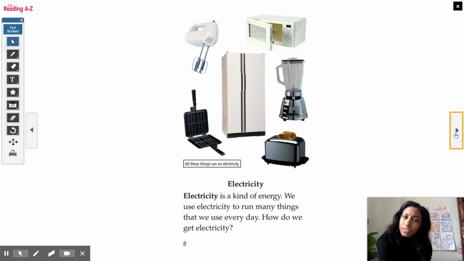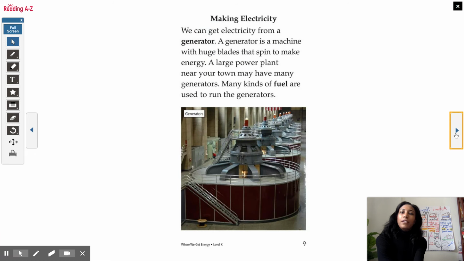Electricity. Electricity is a kind of energy. We use electricity to run many things that we get every day. How do we get electricity? Making electricity. We can get electricity from a generator.